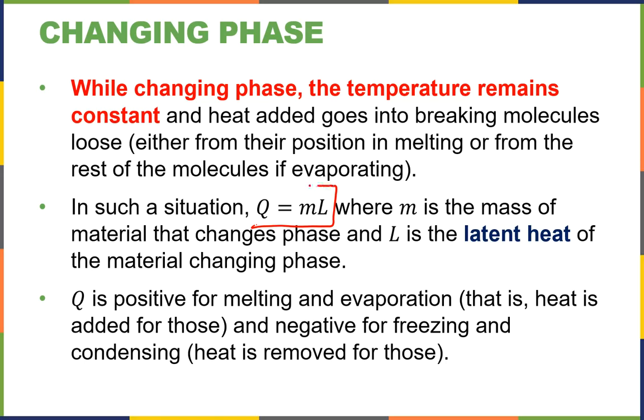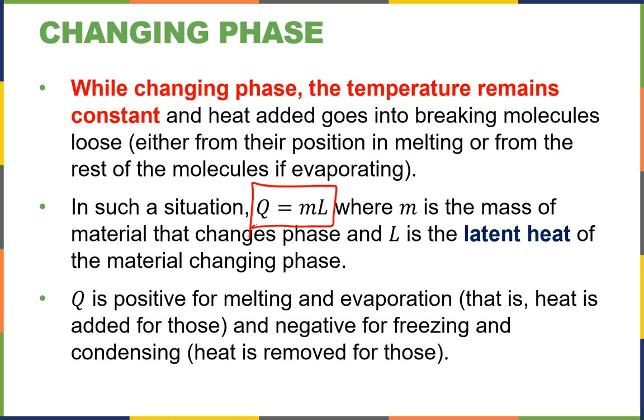So as you put in heat, if you're at the melting temperature, it changes phase rather than changing temperature, so we don't have the Q equals MC delta T. We have Q equals ML, where M is the mass that changed phase. If I start with a cube of ice and half of it melts, that M would be the half that melted. It wouldn't be the entire cube because it didn't all melt.